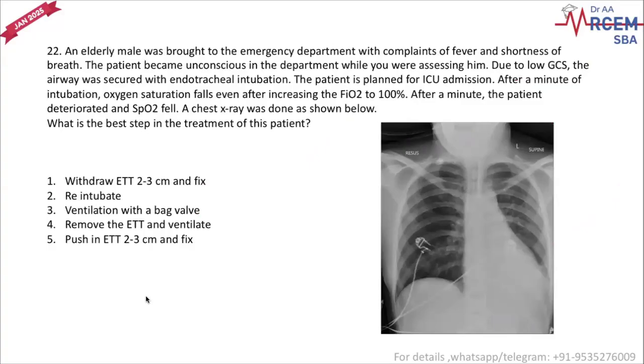An elderly male was brought to the ED with complaints of fever and shortness of breath. The patient becomes unconscious in the ED while you are assessing him. Due to low GCS, the airway was secured with an endotracheal intubation. The patient is planned for an ICU.